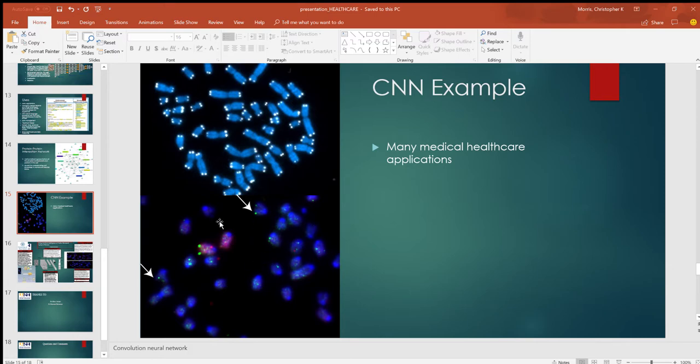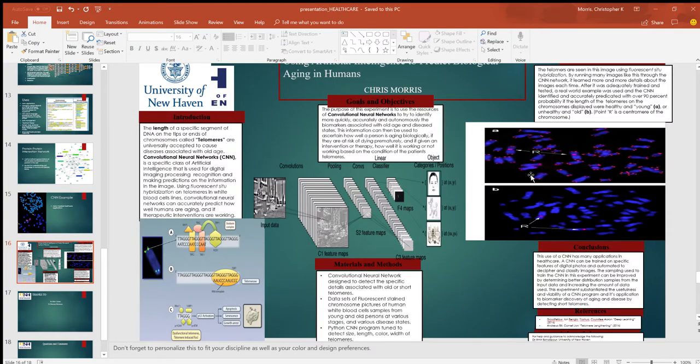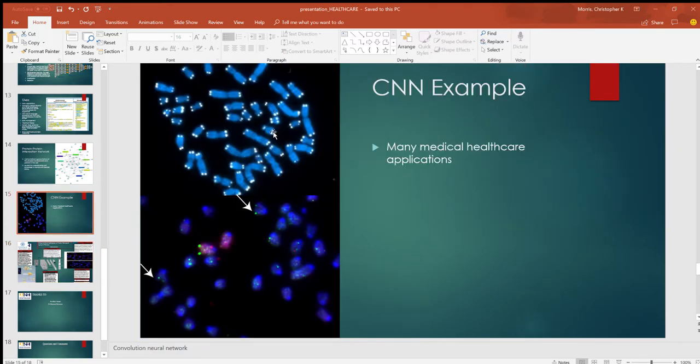So what I did was I gave it hundreds of pictures of chromosomes, both with long healthy telomeres like this, and with short and unhealthy telomeres like that. A lot of the pictures were different. They didn't all look like this. They could have used a different technique, this is called FISH, or fluorescence in situ hybridization. And it's a way to look at pictures at a very, very high level.